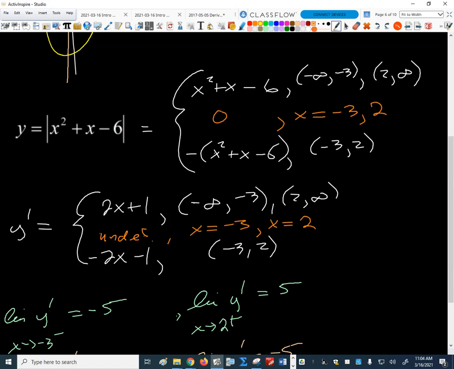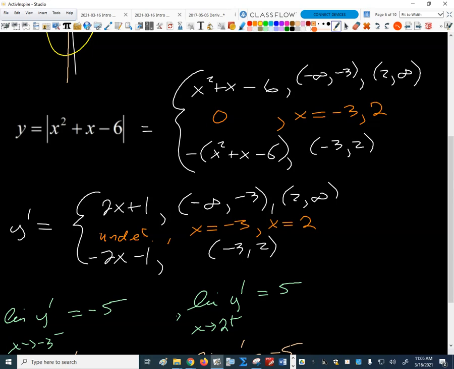When I take the derivative of my piecewise function, I'm just going to differentiate each piece separately, right? So we end up with the derivative of x squared plus x minus 6 is just 2x plus 1, and that's on our domain up here where the absolute value, what's inside, is positive. If we differentiate its opposite down here, we just get negative 2x minus 1. And once again, that's just on the other part of the domain between negative 3 and 2.